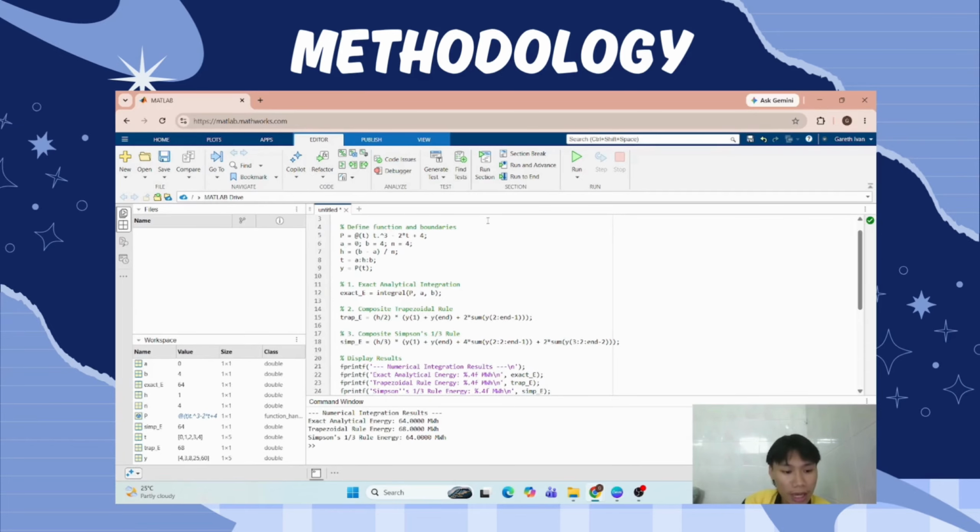As shown, the exact analytical energy is 64 megawatt hour. The trapezoidal rule gives 68 megawatt hour, which slightly overestimates the result. The Simpson 1/3 rule gives 64 megawatt hour, matching the exact analytical solution. Therefore, we can conclude that the Simpson 1/3 rule is more accurate than the trapezoidal rule for this problem and is the preferred method for calculating the energy under the given power curve. That's all from me. Thank you.